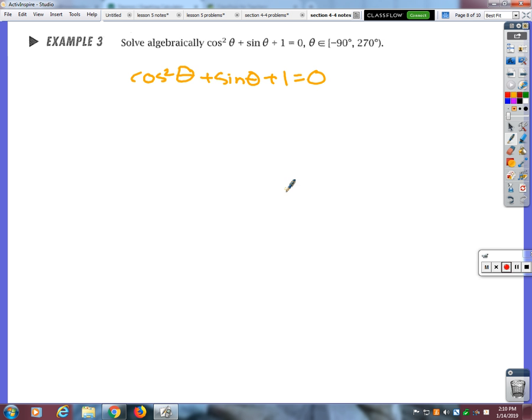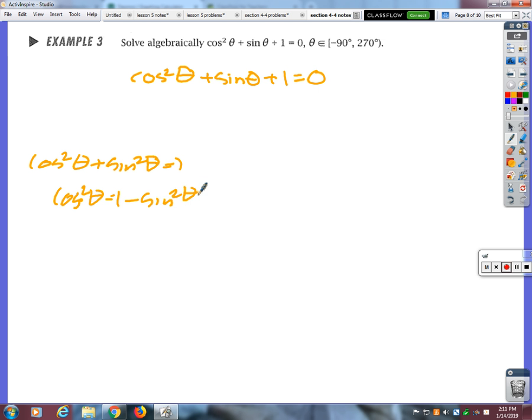what you would try to do in this situation is get everything in terms of either sine or cosine, okay? So do you remember what the identity is that we can use to change cosine squared into something with a sine squared? Well, what's the main one that we... Okay, awesome. Perfect. Cosine squared plus sine squared equals 1. So that means cosine squared is just like Sky said, 1 minus sine squared.